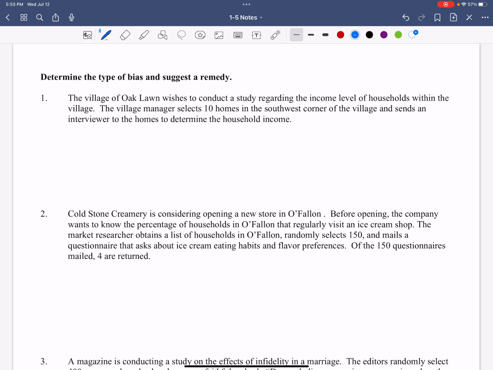So the Village of Oak Lawn wishes to conduct a study regarding the income level of households within the village. The village manager selects 10 homes in the southwest corner of the village and sends an interviewer to the homes to determine the household income. There is bias here because we know it. What is that type of bias? Yes, sampling bias. Why?